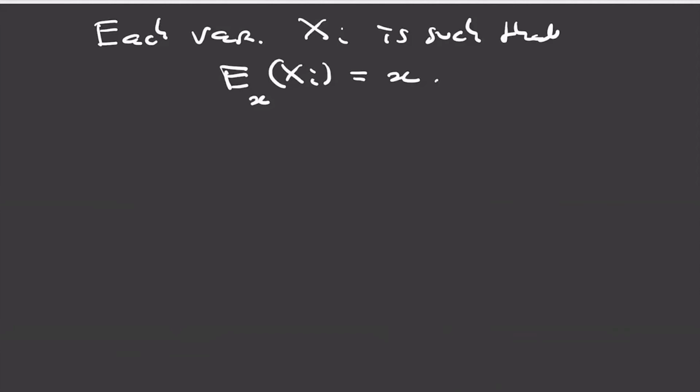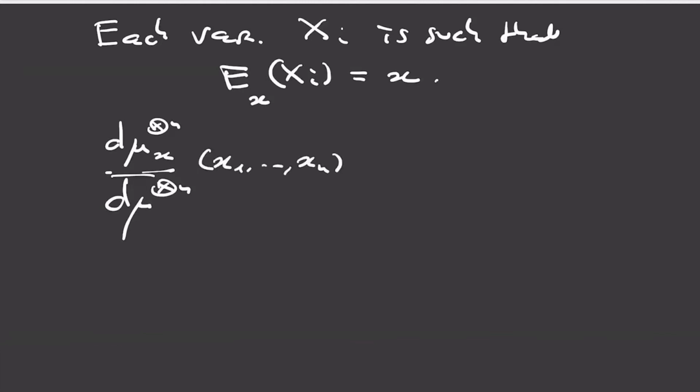Now, what is the density of this change of probability? The density is easy to compute. If you look at that density of mu x to the power n over mu to the power n, if I compute it at some points x1, xn, it is just the product of the individual densities, that is exponential of minus n psi of lambda x times the exponential of the sum of the xi.